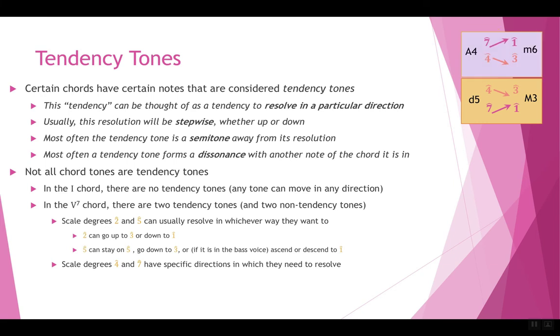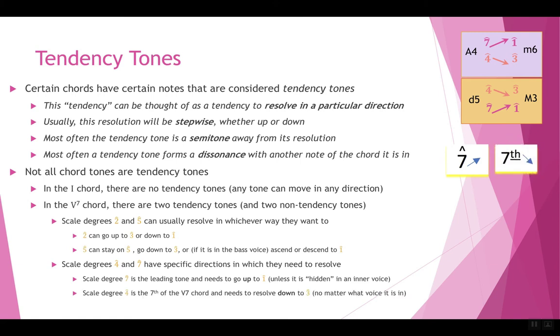And we saw this on the previous screen. Scale degree 7 wants to go up. That's what that little caret on the top means. That's scale degree 7. And then the seventh of the chord, which is scale degree 4, wants to resolve down to scale degree 3. And just a reminder that scale degree 7, the leading tone, wants to go up. If it's in an outer voice, it has to go up. But if it's in an inner voice, it doesn't have to. Whereas the seventh of the chord, it doesn't matter what voice it's in, it always has to go down.